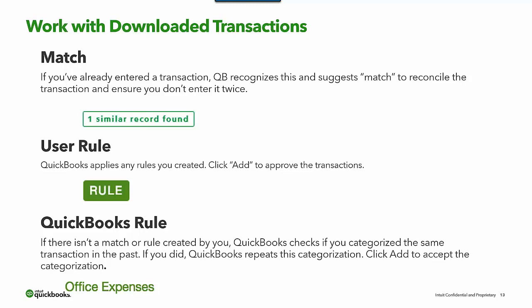User rules. So those are the rules that you create. We'll talk about creating rules. You can click Add to approve those transactions. And then there's the QuickBooks rule, and that's what QuickBooks has learned from your past behavior. So again, if I tell it Staples is an office expense one time, it's going to repeat this categorization the next time it comes through. And I can set up a rule to fine-tune that, and we'll look at that in just a second here live.